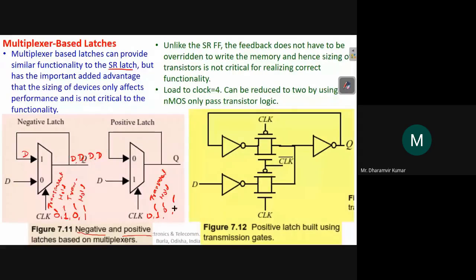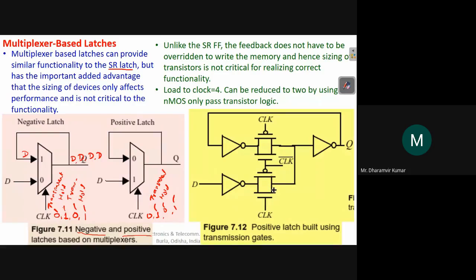So this is a positive latch built using transmission gate. This was a block diagram. Now this is in terms of transistors. This is in terms of MOSFET, and is built using a transmission gate. And we know that transmission gates are very popular in designing multiplexers. And since this is a multiplexer based design, we can use transmission gates here.